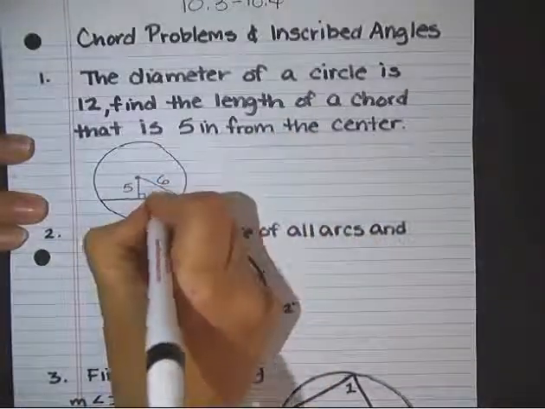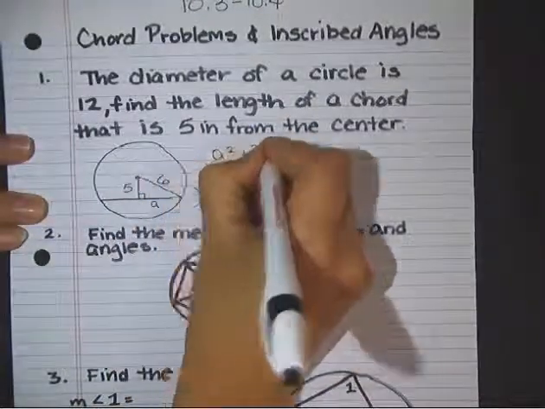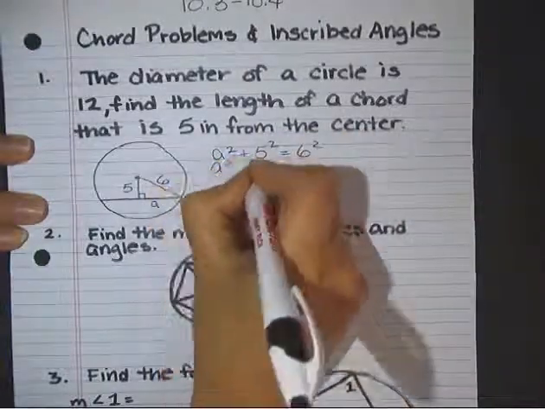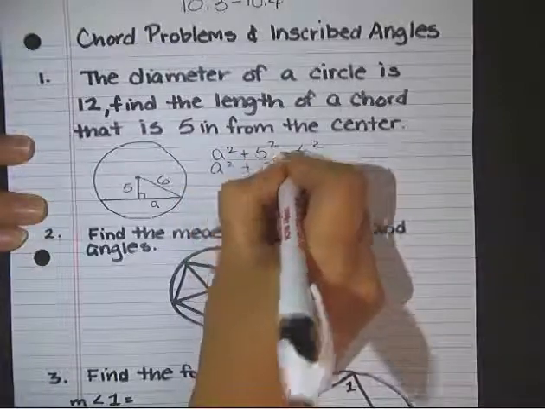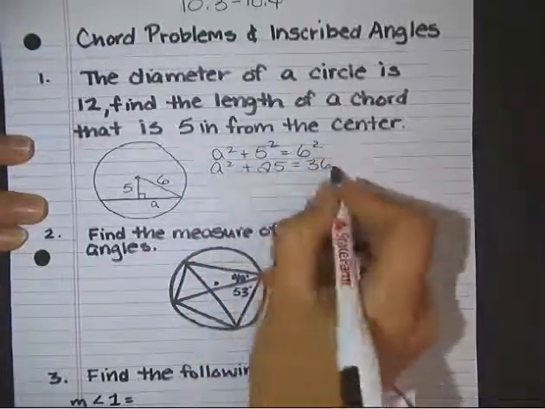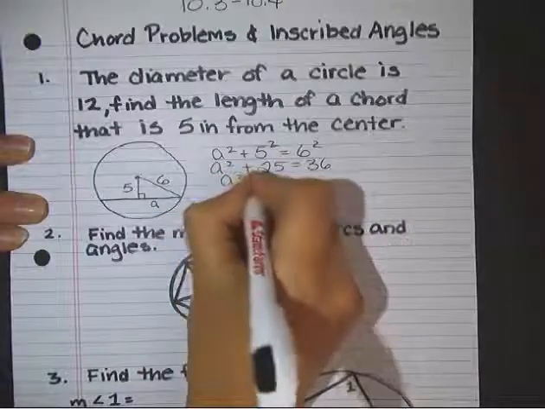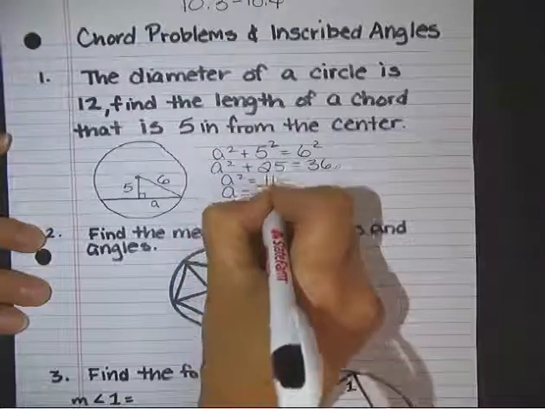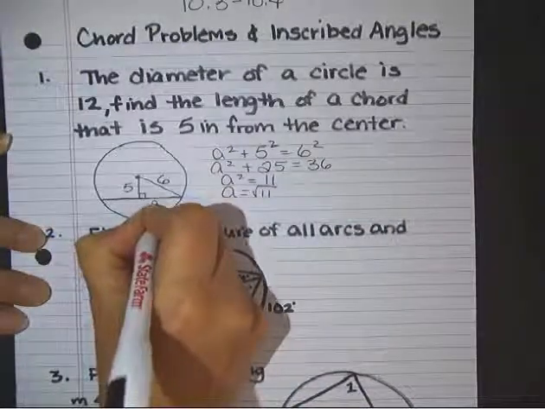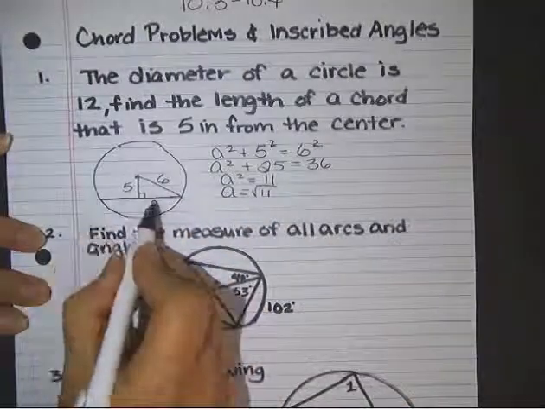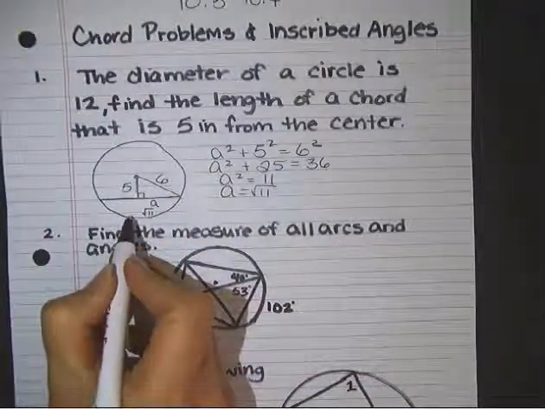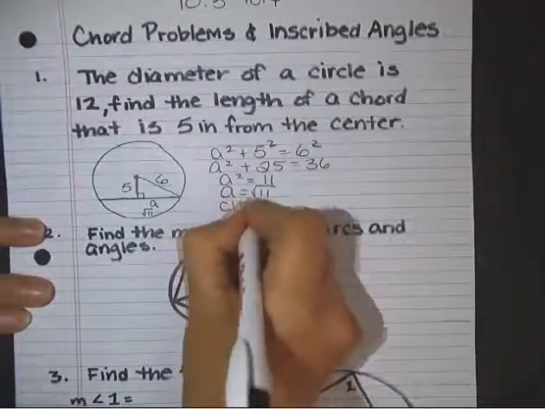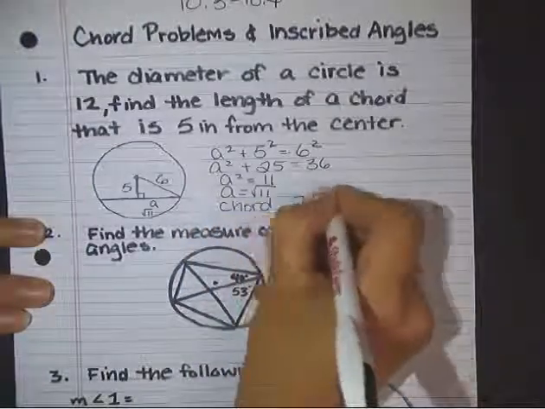So this is not a triple, unfortunately, but we can always use Pythagorean theorem. I call that a squared plus 5 squared equals 6 squared. So a squared plus 25 equals 36. And if I subtract my 25, a squared equals 11. So a is the square root of 11. Now be careful. They did not ask us to find just this a. They asked us for the length of the chord. So make sure when you're asked for the chord that you double it to get the whole thing. So our chord length will be 2 times root 11.